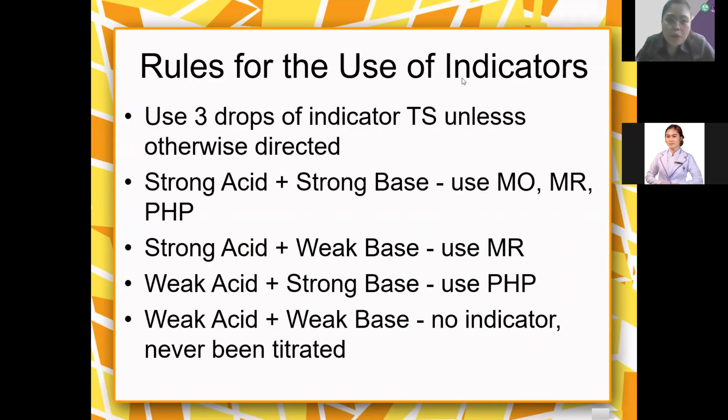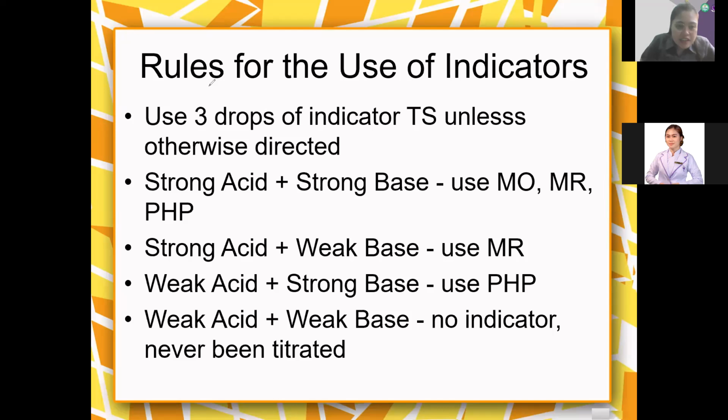So, what are our rules in the use of our indicator? Class, during sa titration, we always use 3 drops of indicator to be added sa sample unless otherwise directed. Pag hindi nakasulat na gaano karami na indicator ang idadagdag, it means automatic 3 drops yon. Okay? Now, anong rule natin? Anong indicator ang applicable? Ganito.